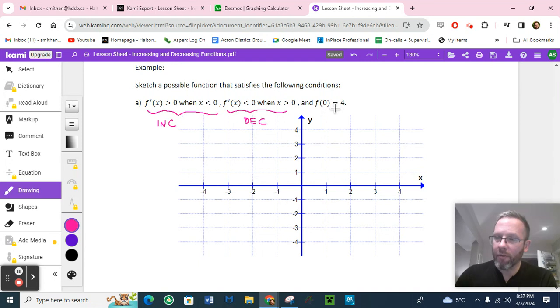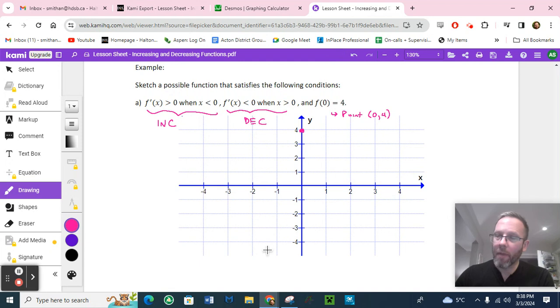And what does this last bit mean? F at 0 equals 4. Well, that's just telling you there's a point. The point there, this graph goes through the point 0, 4. So what is a possible graph that's increasing to that point 0, 4 and then decreasing after that?